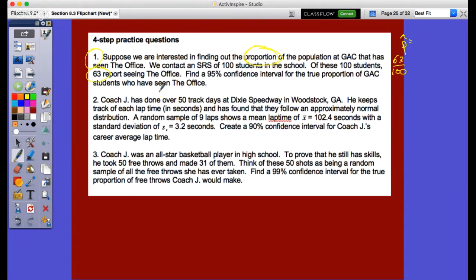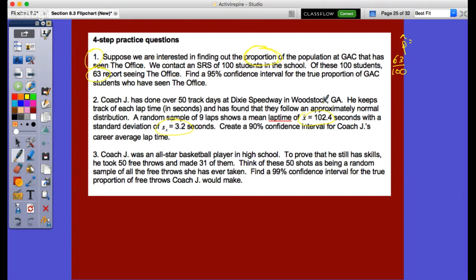Number 2, Coach J has done over 50 tracks at Dixie Speedway in Woodstock, Georgia. He uses his Honda Civic, no laps, please, and has found that they follow an approximately normal distribution. That's pretty intriguing. A random sample of 9 laps shows a mean lap time of x bar with a standard deviation of s_x equals 0.32. Create a 90% confidence interval for Coach J's career average lap time. Okay. This is a good one. It's a really good one. Can we just kind of stop here?